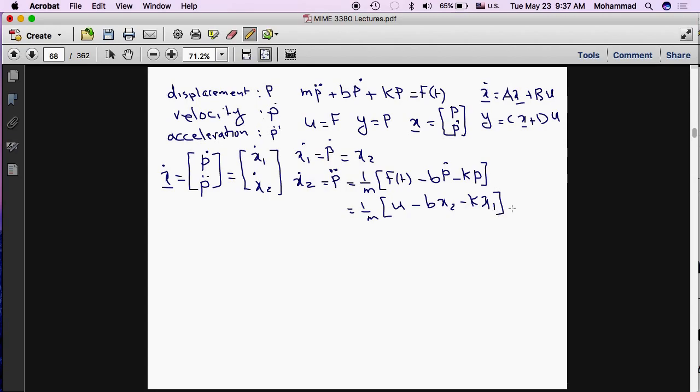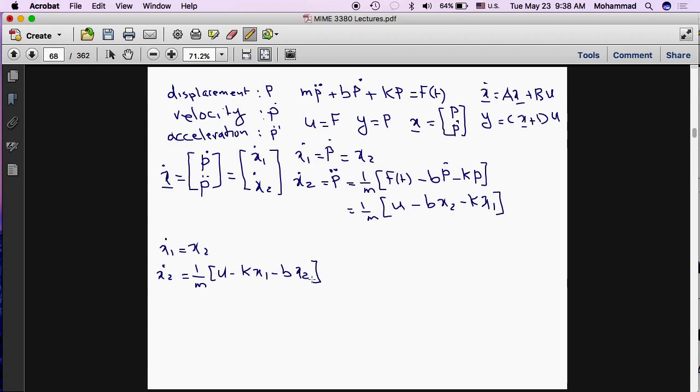Let me summarize what we have already. We have x1 dot is equal to x2. That's what we already found. And we have x2 dot as 1 over m, u minus kx1 minus bx2. That is essentially the first part of the state space model. But it's not as clean as it can be. It's a little bit messy. It's two equations. It would have been nice if we can combine them into one.